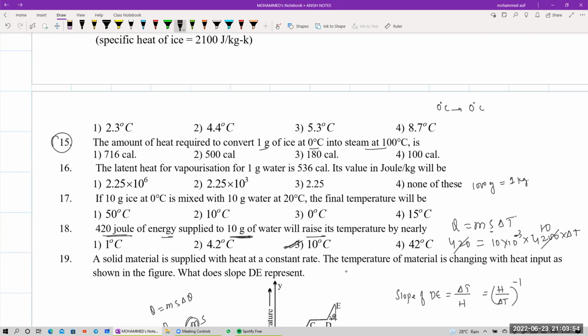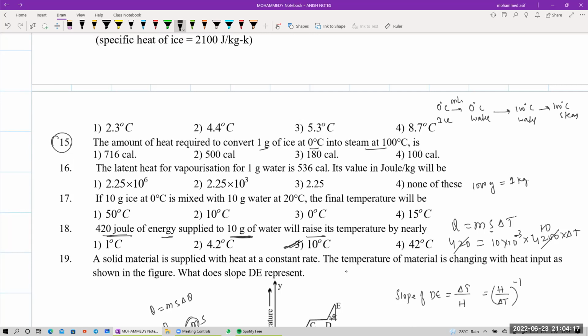Ice at 0 degrees centigrade will convert into water at 0 degrees centigrade, then into water at 100 degrees centigrade, and then 100 degrees centigrade water will convert into steam at 100 degrees centigrade. From here to here, it is right now ice, there is no change in temperature.